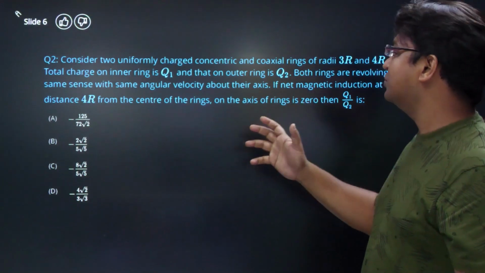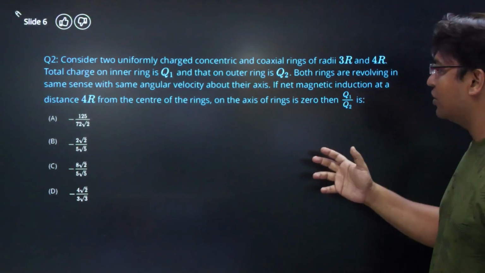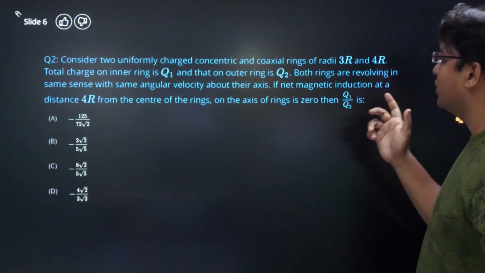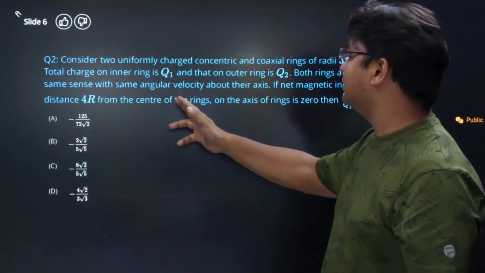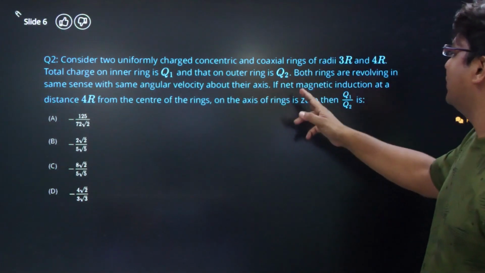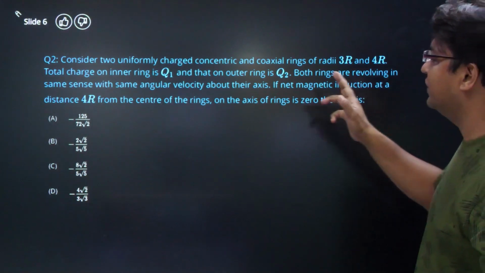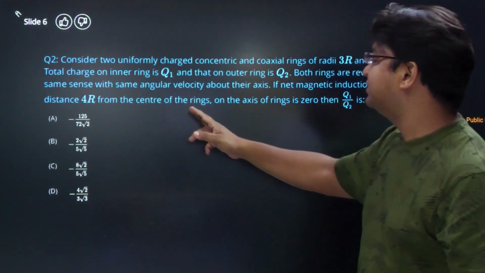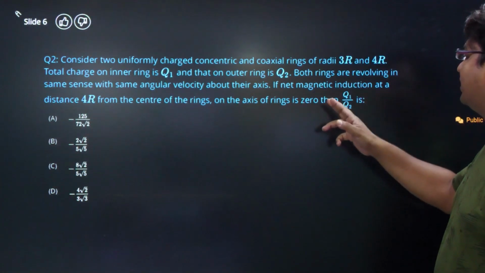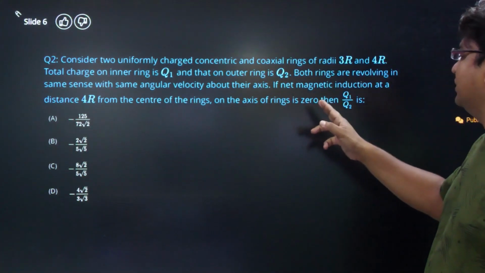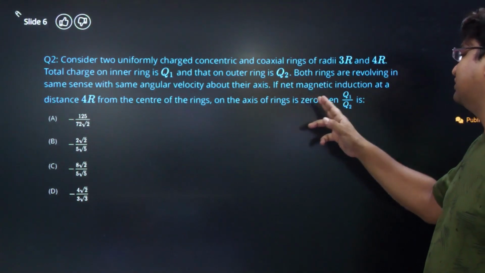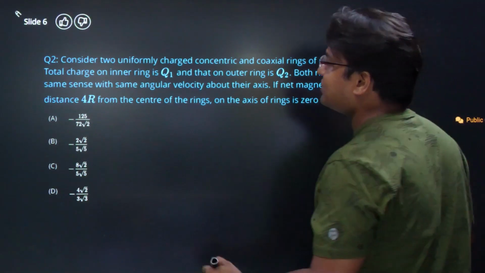It says, consider two uniformly charged concentric and coaxial rings of radius 3r and 4r. Total charge on the inner ring is q1 and on the outer ring is q2. Both the rings are revolving in the same sense with the same angular velocity about their axis. The net magnetic induction at the distance 4r from the center of the ring on the axis of the ring is 0, then. Alright, I'll explain the situation to you.